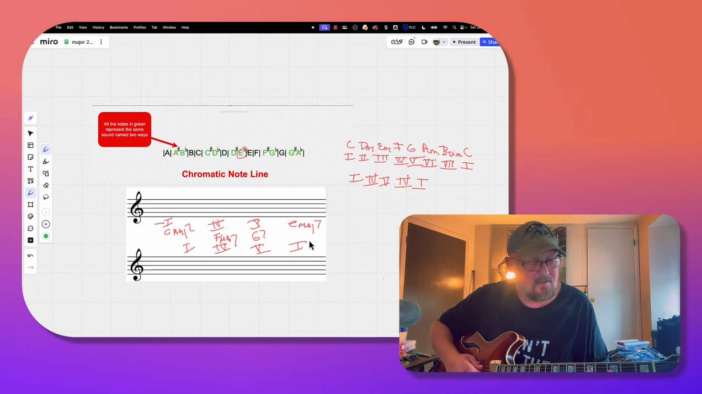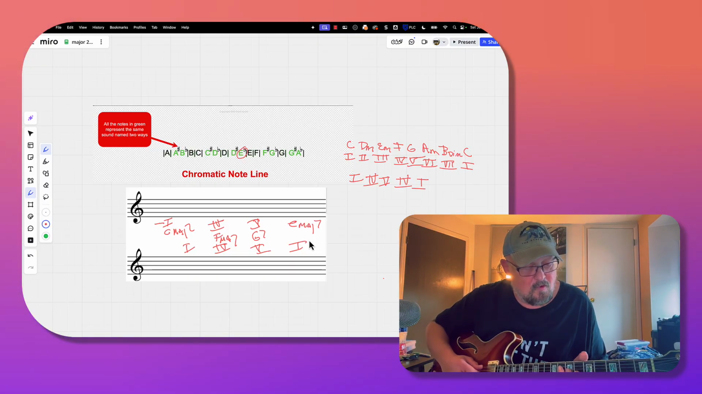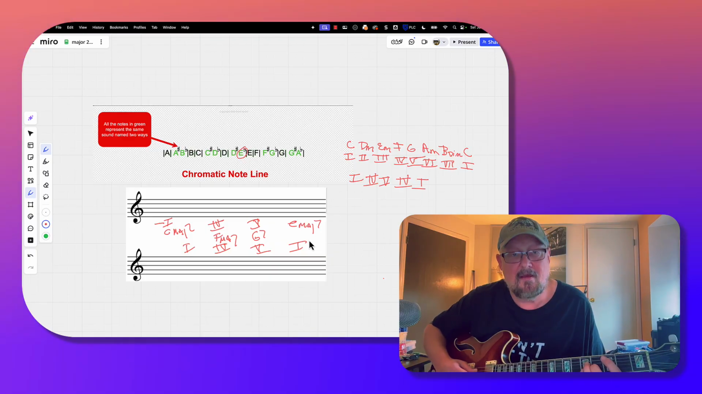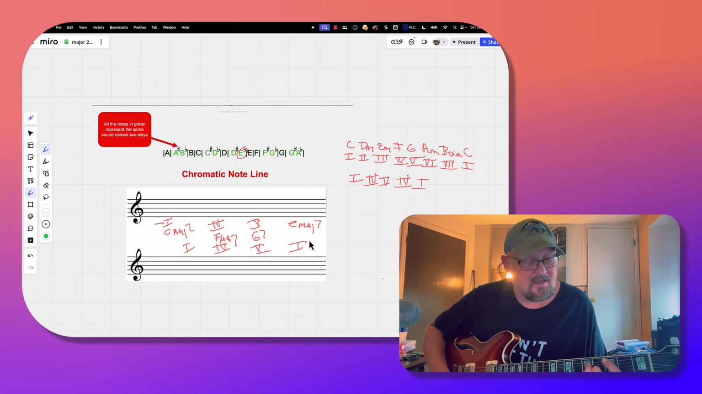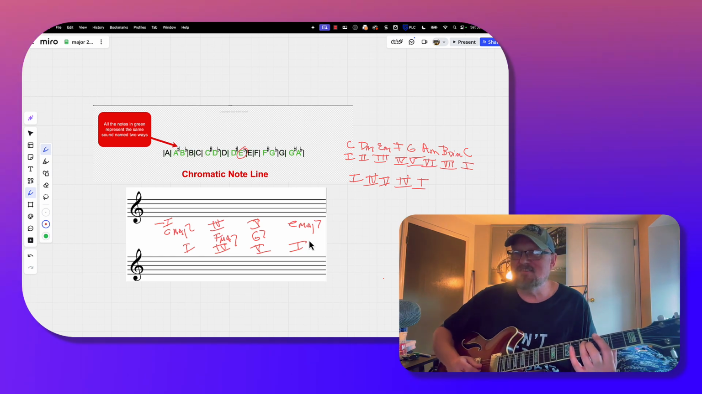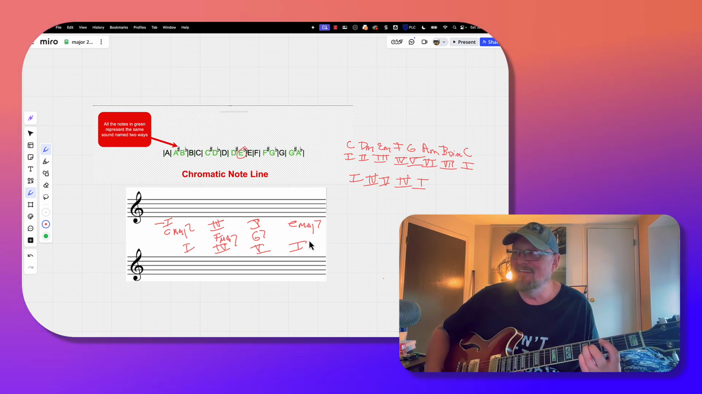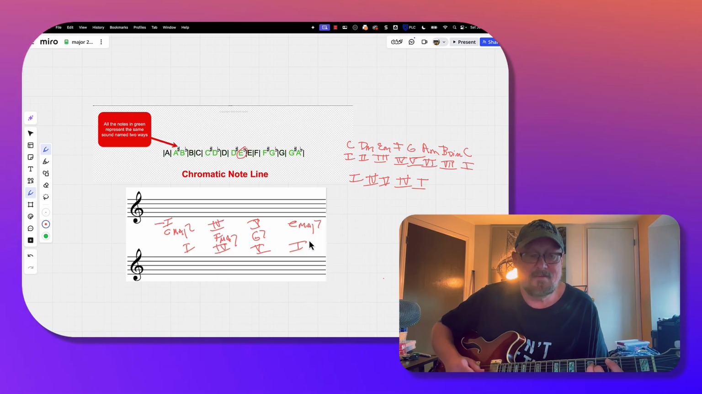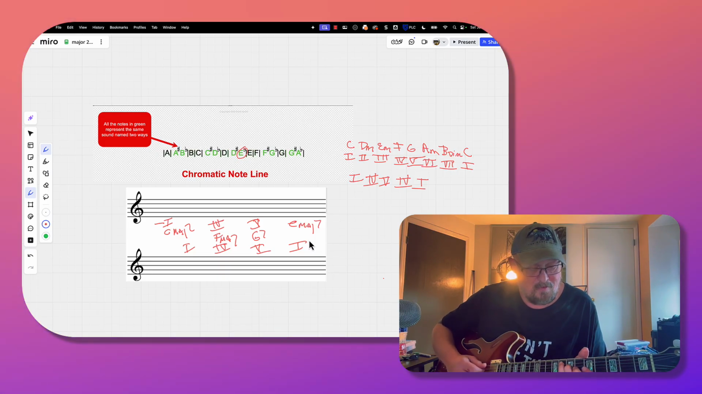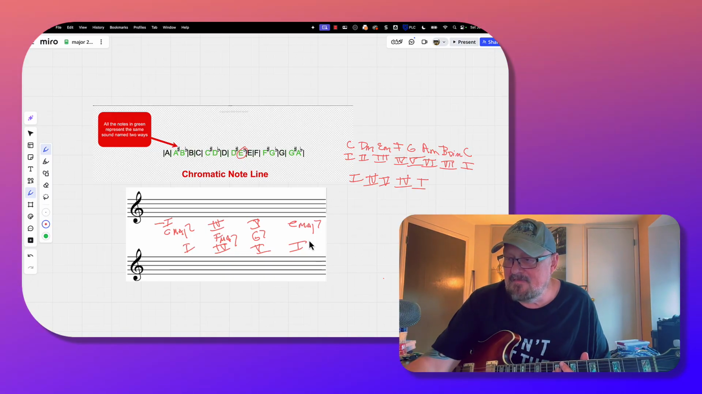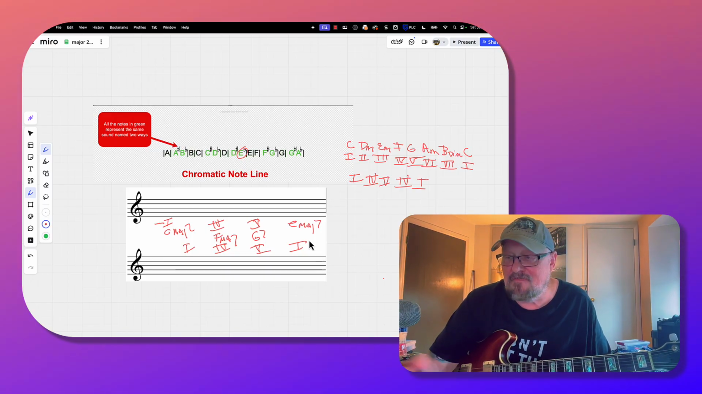Let's play that in C. So 1, 4, 5, 1. Okay, and that 5 has that pull. You can hear that pull. It wants to go back to here, doesn't it? So 1, 4, back to 1.